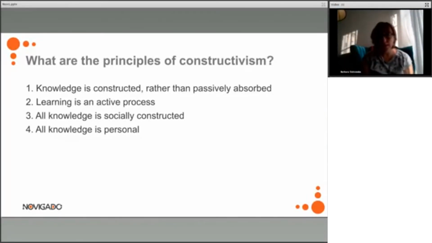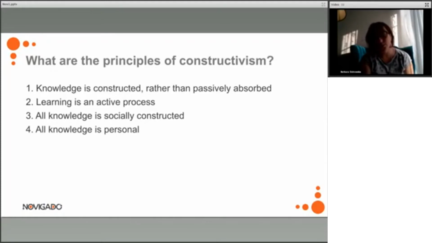Learning is an active process, meaning that it is not the role of teachers to put the knowledge into the heads of students, but rather the students need to actively construct that meaning. It also says that knowledge is socially constructed.